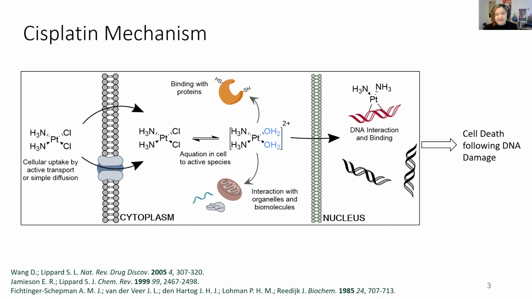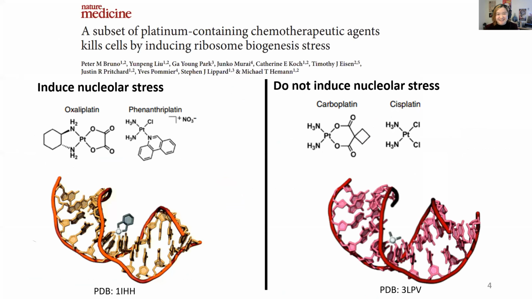So until 2017, this was how we believed that all platinum-based chemotherapeutics operated. Turns out this isn't actually the case. A study came out in 2017 detailing how a subset of platinum-based chemotherapeutics are actually operating within the nucleolus and are killing cells via ribosome biogenesis stress. And so this group of platinum-based compounds includes oxaliplatin, which is one of the 3 approved chemotherapeutics.